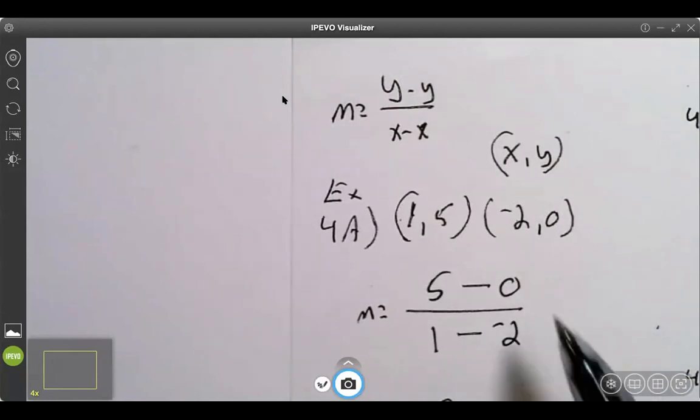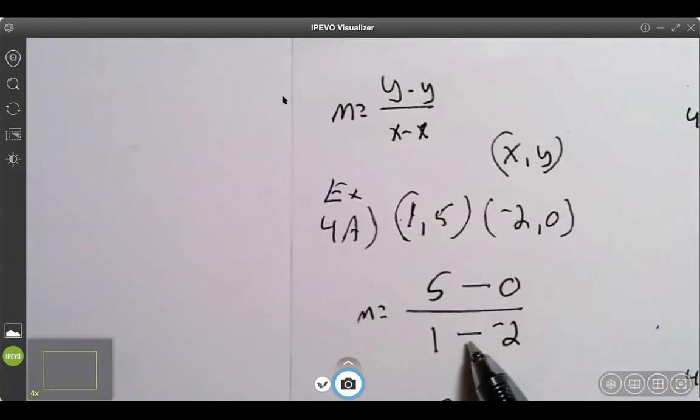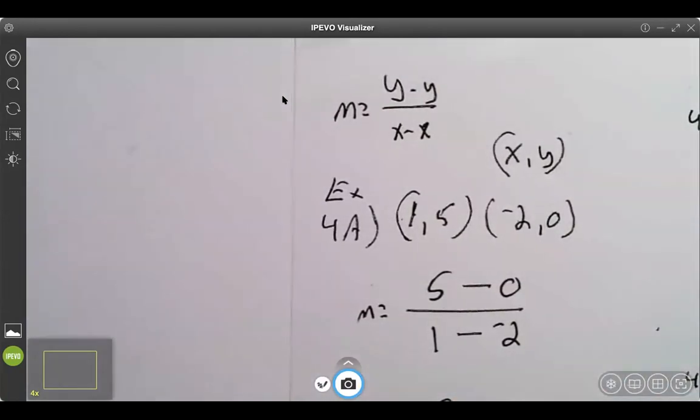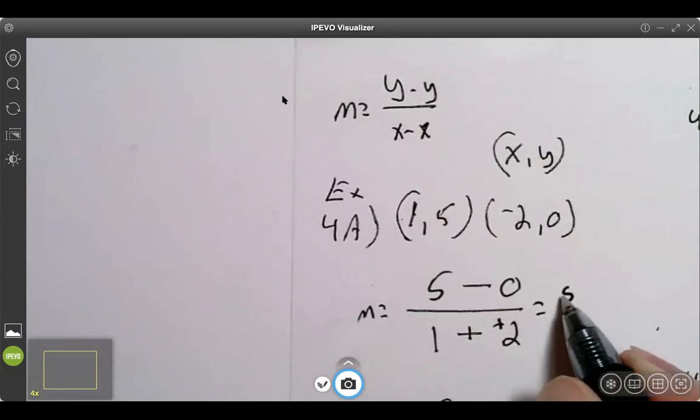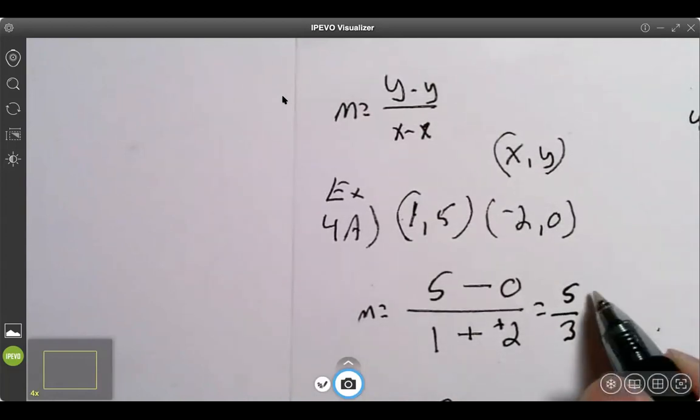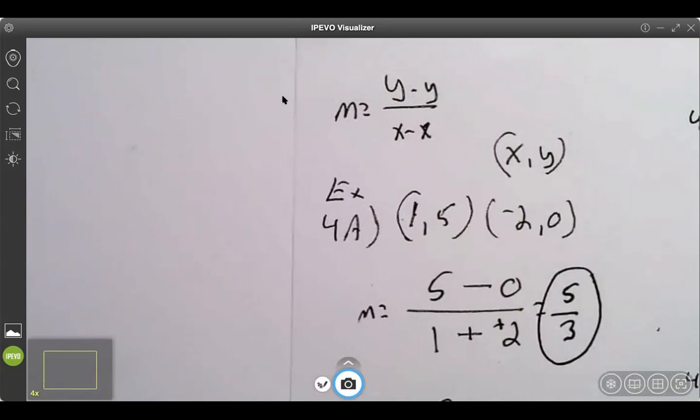A mistake some people make is they just put a 2 here because they already have a minus sign, but that minus sign was already there. We have to add -2. I'm going to change minus negative to plus positive, and then I'm going to work it out. 5 minus 0 on top is 5. 1 plus 2 is 3. Your slope is 5/3. I would rise 5, run 3, which we'll talk about later. But right now, that's all you need to do. Your slope is 5/3.